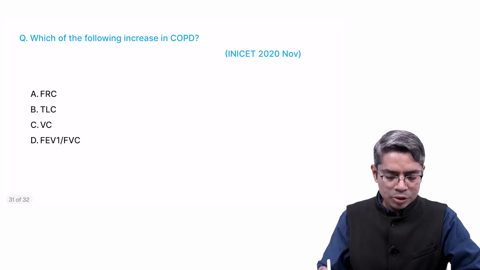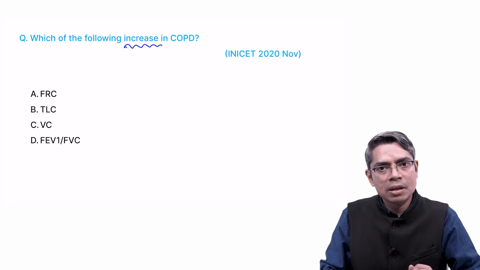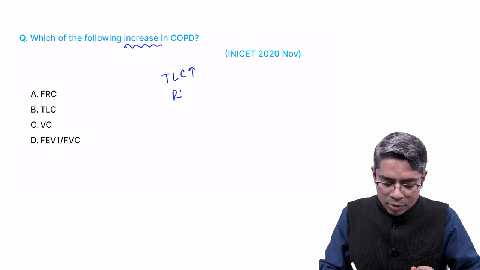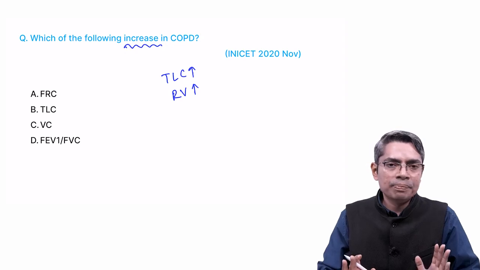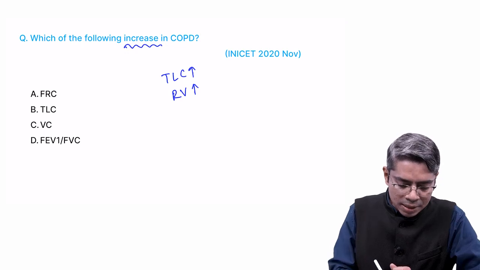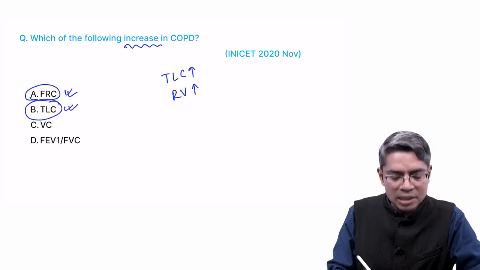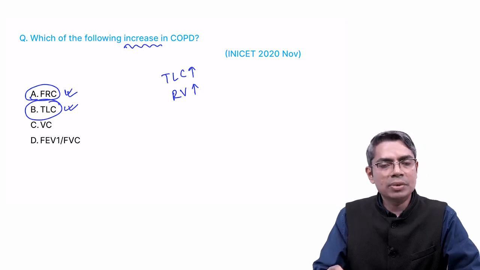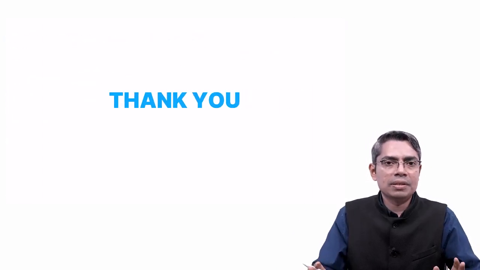Third question, which of the following increases in COPD? COPD is an obstructive disease. Obstructive disease means TLC is definitely going to be increased and residual volume is also going to be increased. If the residual volume is increasing, then your FRC will also increase and TLC will also increase. So, this was the question given with multiple options, correct option. That's why A and B both have to be correct here. So, this is all about your lung volumes and capacities. Thank you.